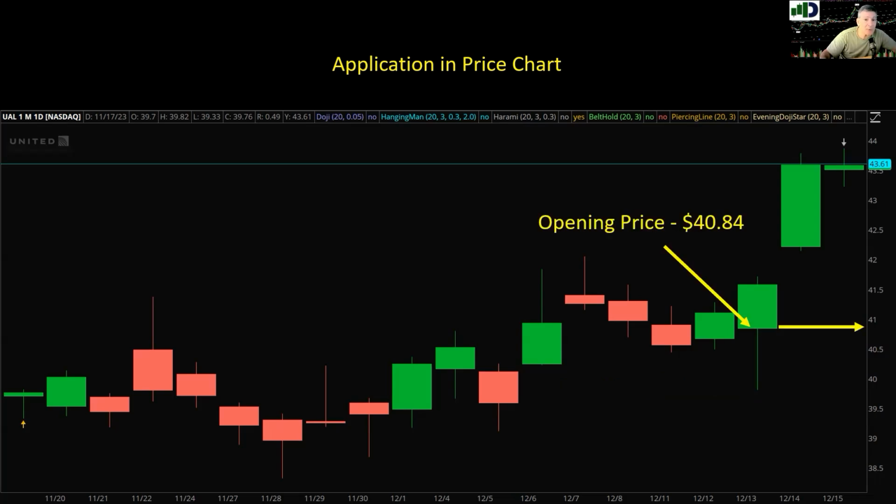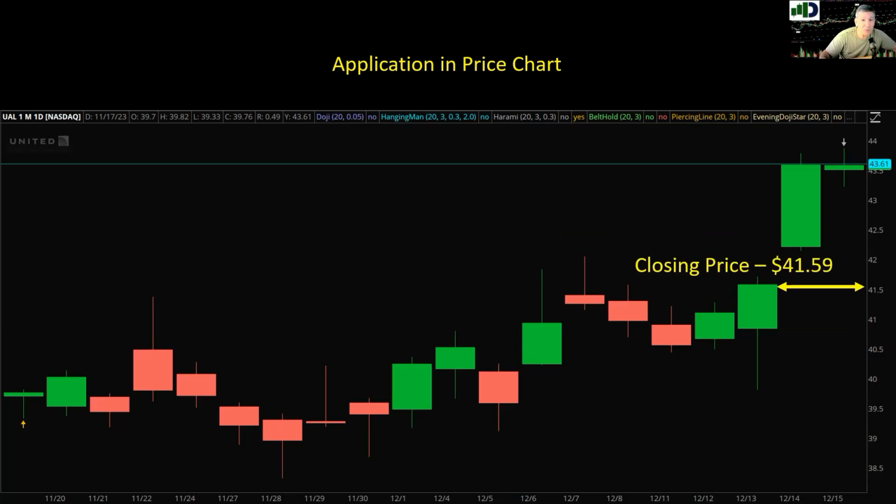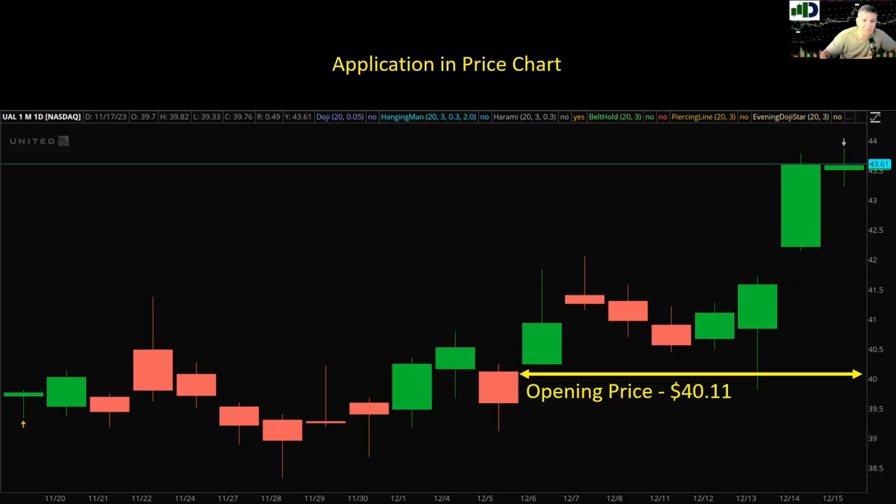Whereas the opening price was $40.84 to the lowest price of $39.81, or a little more than $1 lower than when the market opened. But during the day, buyers pushed the price upward to end the day at $41.59, slightly lower than the highest price, which was $41.72. The difference between the closing price and opening price for this particular day was a mere 75 cents.